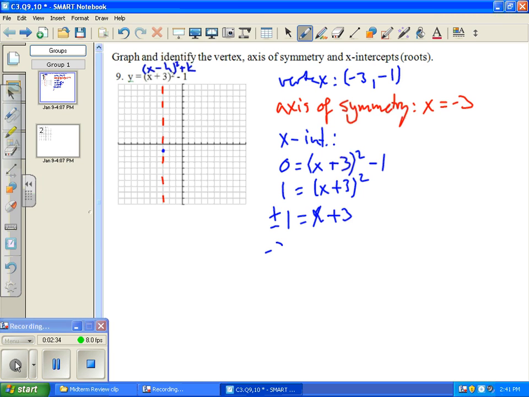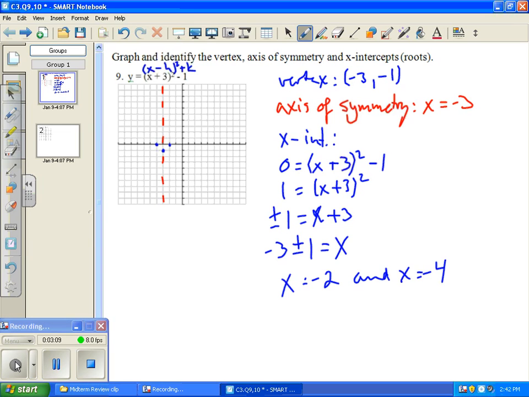And so now just subtract 3 from both sides. So we're going to get -3, put it in front of the plus or minus. It'll make more sense when you solve this. So x equals -3 plus or minus 1. Let's figure out the two x's. We have one of them, -3 plus 1 gives us -2, and -3 minus 1 gives us -4. Okay, so let's plot those 2 points. So there we go.